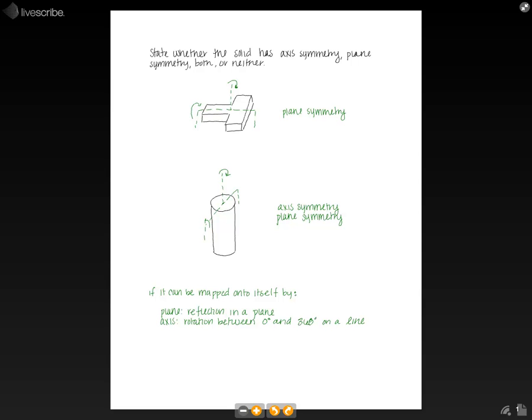Actually, we could do the same thing. If we drew a plane in the center of the figure right here, we would also have plane symmetry there. So this figure has both plane and axis symmetry.